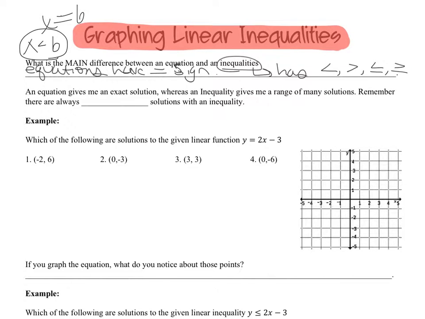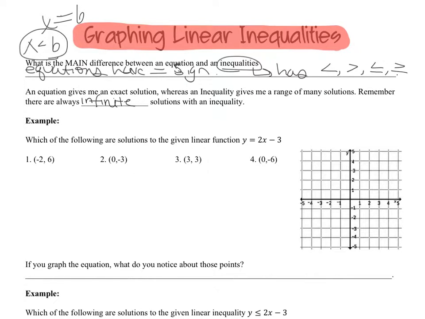it can be negative a bajillion. So notice here on this next part, it says an equation gives me an exact solution, where an inequality gives me a range of many solutions. So how many solutions does an inequality give me? Well, it gives me an infinite number of solutions. An equation gives you one solution, where an inequality gives you an infinite number of solutions.